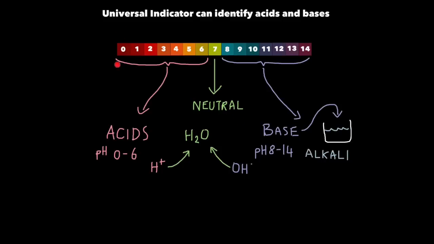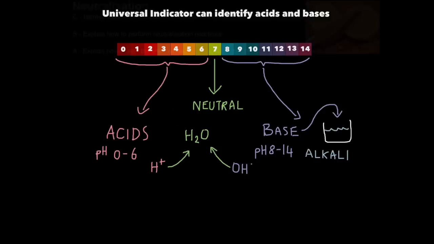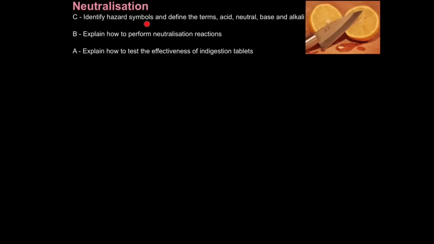But be aware that it depends on which chemicals you're reacting. If you're reacting the ends of the spectrum, so this with this, then you will get a neutral substance. But if you were to react pH 14, for example, with pH 5 or 6, then you'll end up with something in the middle over here, which wouldn't be neutral, it'd still be alkali. So the acids and alkalis have to be of equal and opposite strength to fully bring about a neutralization reaction. So that is how we identify hazard symbols and define the terms acid, neutral, base and alkali.